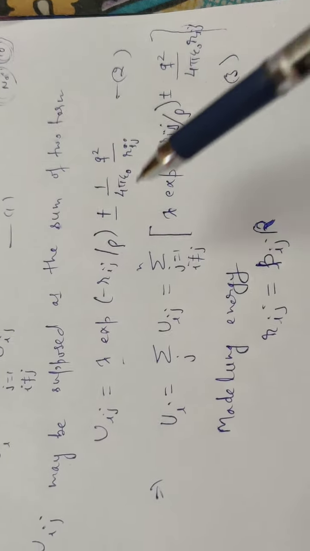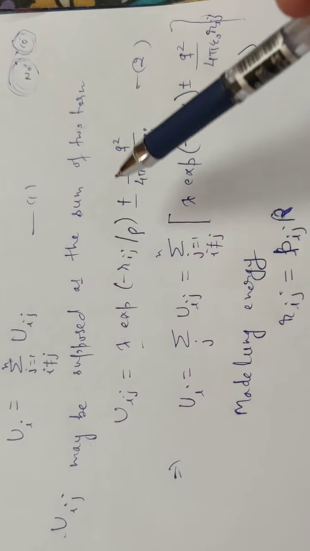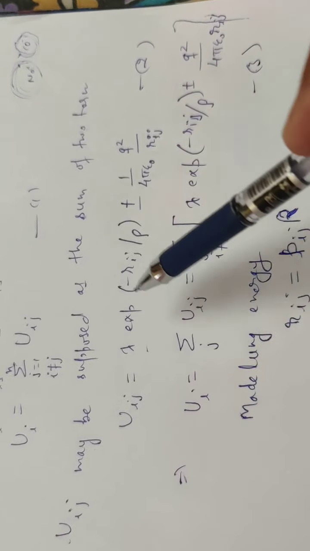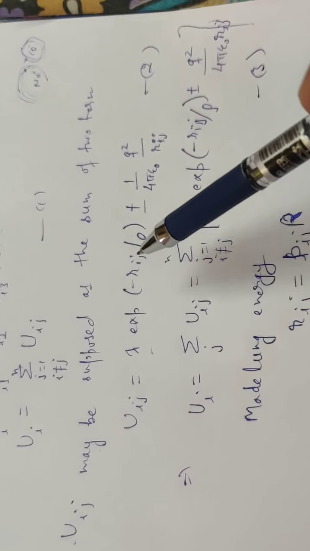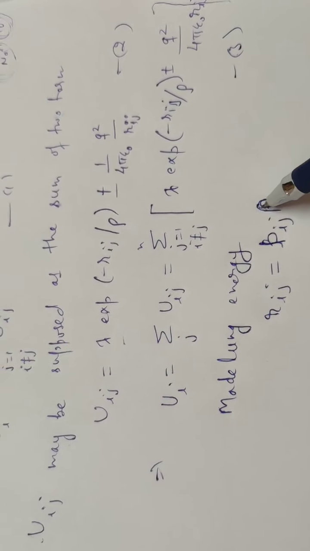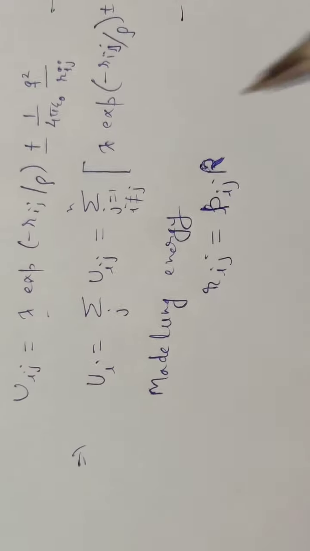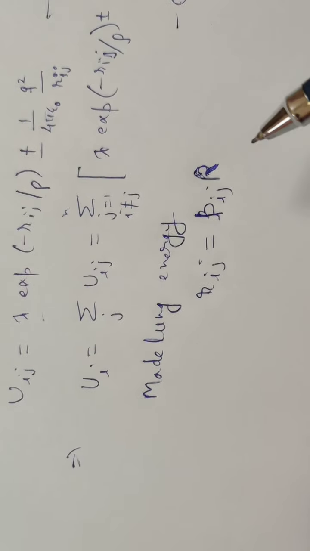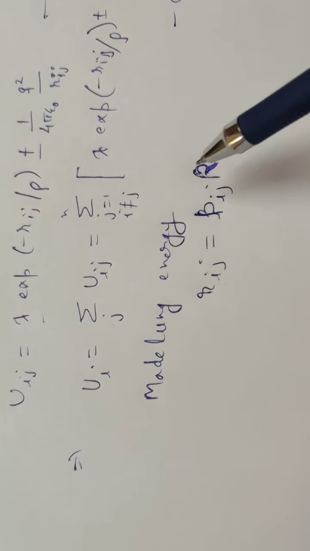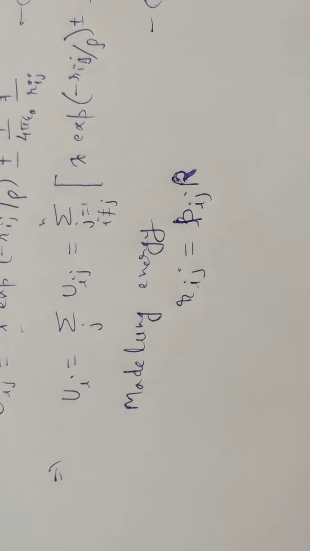That means if I am taking the ith ion as a reference ion, how many nearest neighbors surround this ith reference ion? So R is the nearest neighbor distance, and Pij is a dimensionless quantity, which will be 3, 2, 1. So this is a dimensionless quantity.